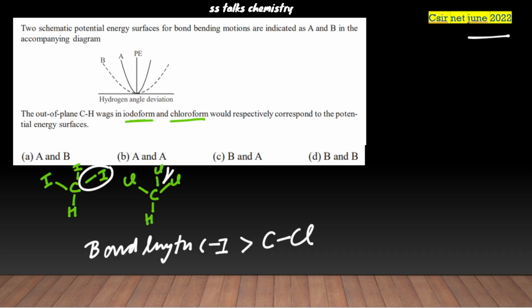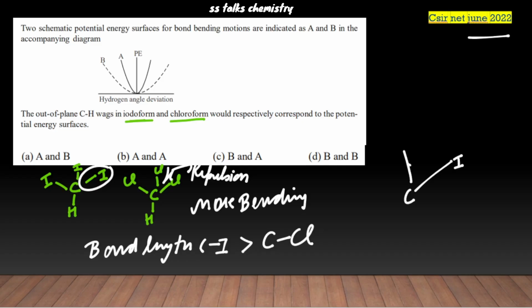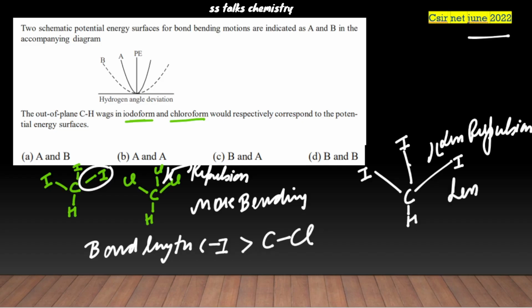So there is going to be a lot of repulsion between them, right? So repulsion is present, which means they will try to move far apart from one another, which means more bending will be observed in their case. Whereas in the carbon-iodine case, the bonds are actually like this. You can see they are very far apart. There is not much repulsion in them. The bond length is large, so there is less repulsion between them, so there is going to be less bending in them.